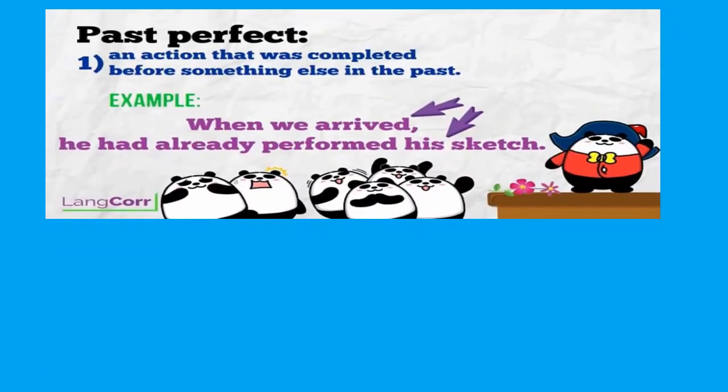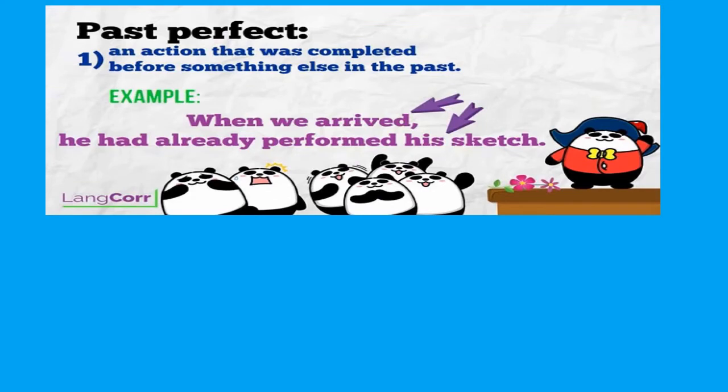Again, my students, we use the past perfect to talk about an action that was completed before something else in the past. For example, when we arrived, he had already performed his sketch. So which action was first? Performing, and action number 2, arriving there.